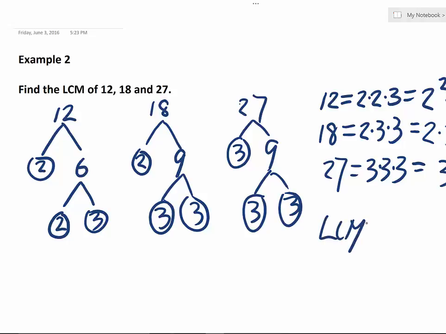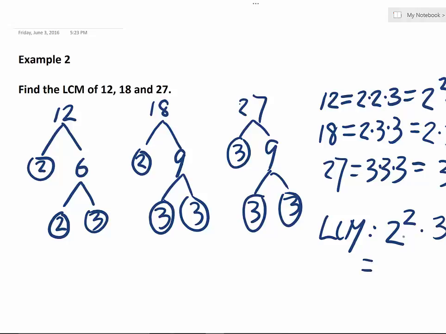So the LCM: both 12 and 18 have a factor of 2. We take a 2 and we use the highest exponent. In this case, it would be 2 to the second. And in terms of 3, each prime factorization includes a factor of 3, and 27 has the highest exponent, which is the third power. So we have 3 to the third.